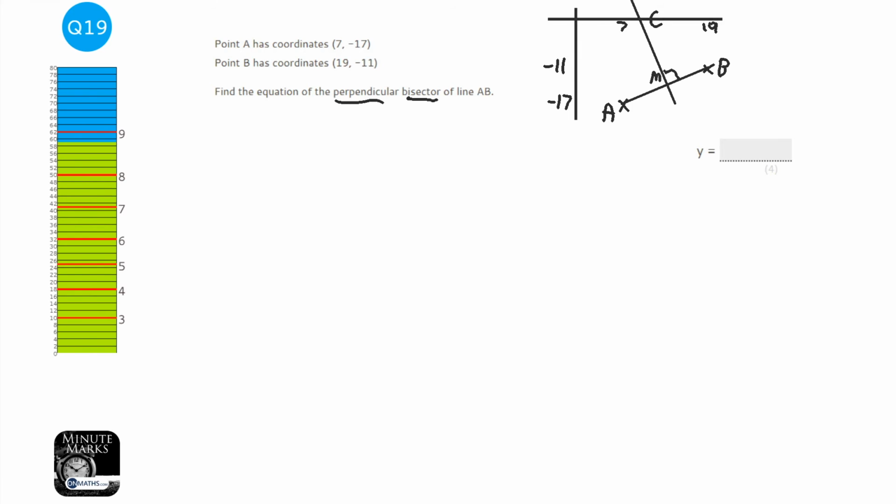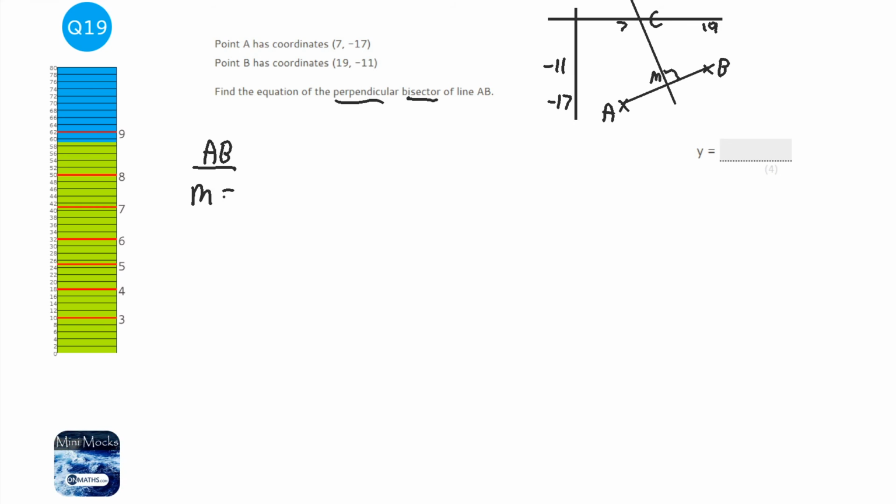I need to find the gradient of line C, and I need to find the y-intercept. The gradient is going to be the first thing I'm going to have to find, and then I can work out what the y-intercept is, and then write the equation of line C. So, two things I need to work out for line AB is the gradient.